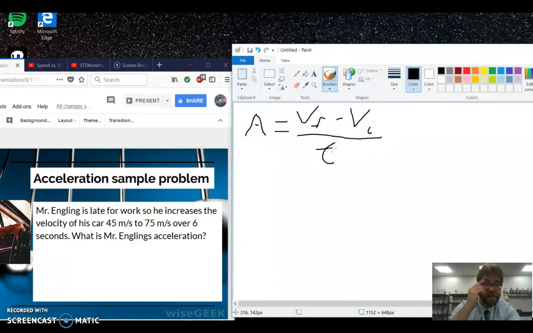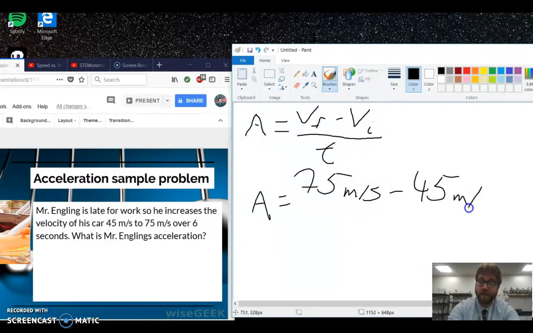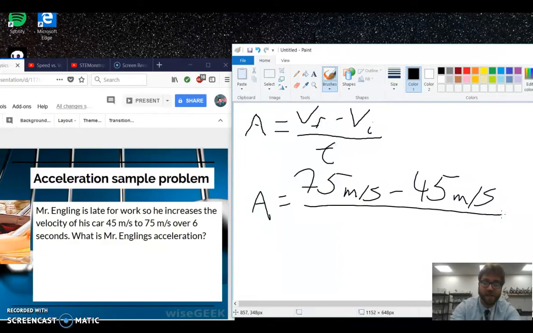Alright, so in this case, Mr. Engling, his final velocity is 75 meters per second. You subtract that from the initial velocity, which is 45 meters a second, and you divide that by time. In this case, it's over 6 seconds, and then you divide that out.